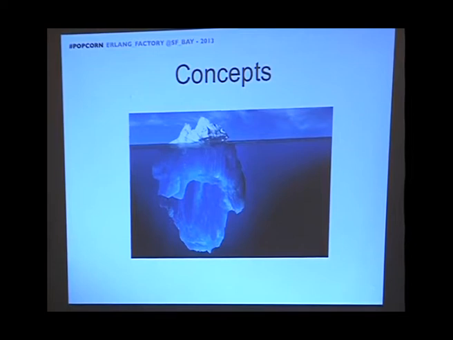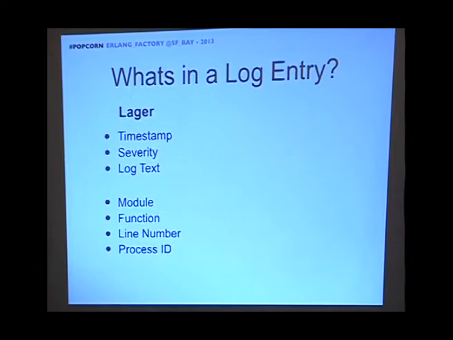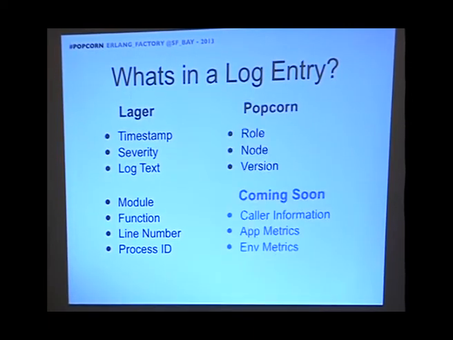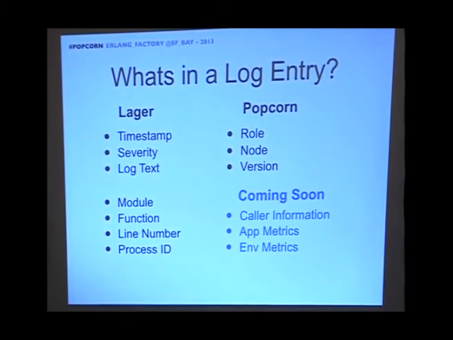We'd like to just go through some of the concepts quickly about Popcorn and about how we view logging. So first off, just simply what's a log entry? So we use Logger, and Logger provides a host of familiar log items, including module, function, and line number, which is nice. Popcorn extends that model by adding role, node, and version. So the idea is as we roll out new software, we want to know eventually if the version that we rolled out has had more issues than previous versions. So we want to be able to triage information from rollouts.